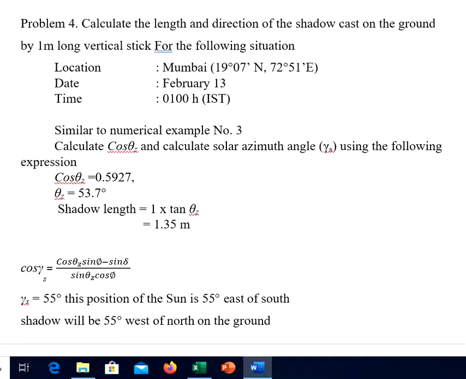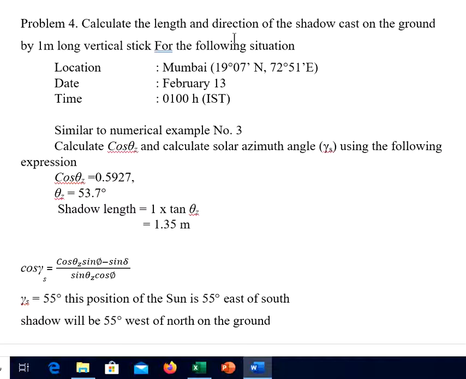Welcome. Let us continue solving some more problems on solar radiation fundamentals and angles. In our last session we have solved three problems. Now this is the fourth. The problem reads like this.